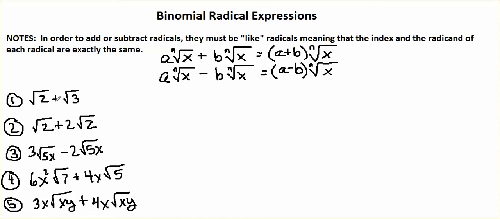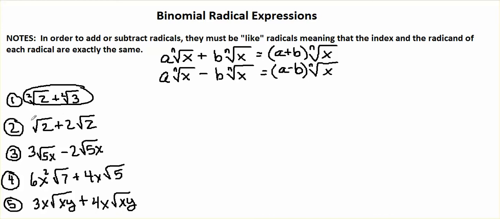So the first thing we see is that we have two radical expressions and we're trying to add them. We take a look at our index. Our indices are both 2's on top because if it's missing, it's assumed to be a 2. So our indices are the same, but what's under the radical is not the same. These are not like radicals. We cannot add them. This is as simple as this expression gets, and the answer remains the square root of 2 plus the square root of 3.